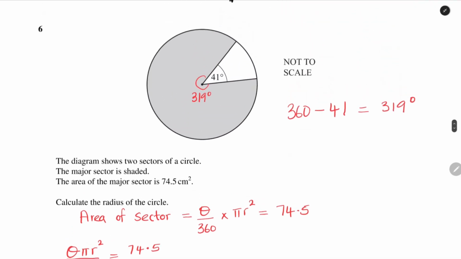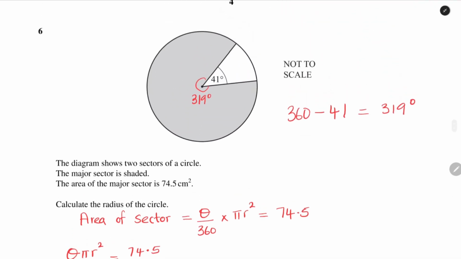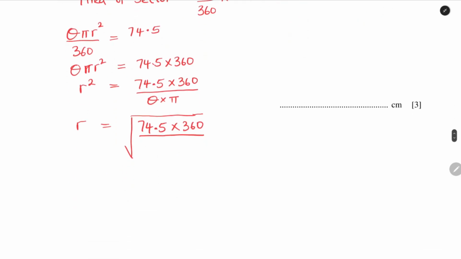We already know what our theta is. Remember, up here, we defined what our theta is. Since the area given is the area of the major sector, and this is the angle for the major sector, we know that our theta is going to be 319 times pi. I just want to reiterate, it's better you use your calculator value for your pi, or if you must approximate, you use 3.142.